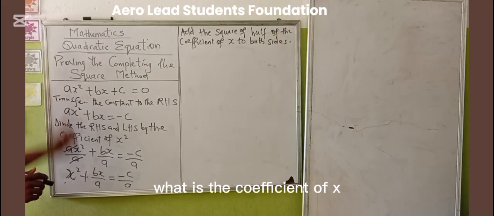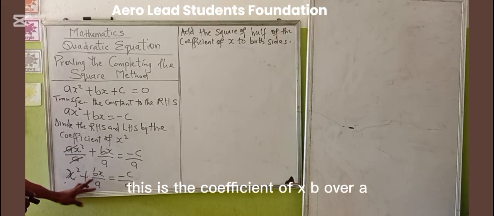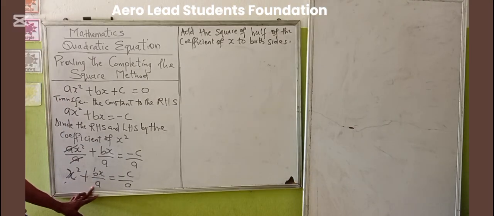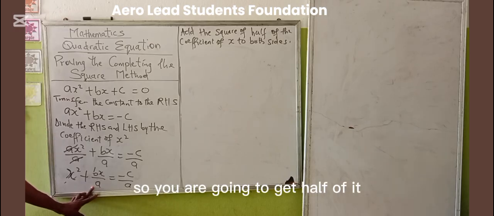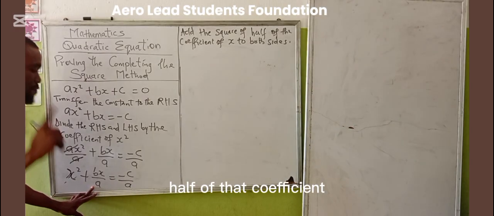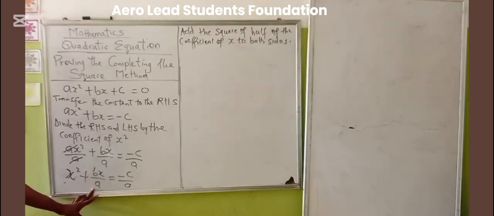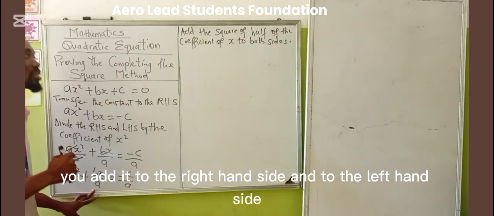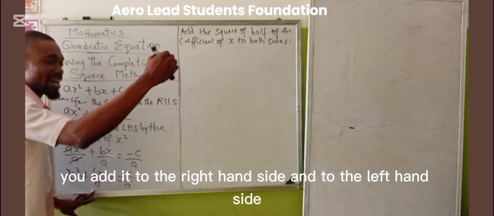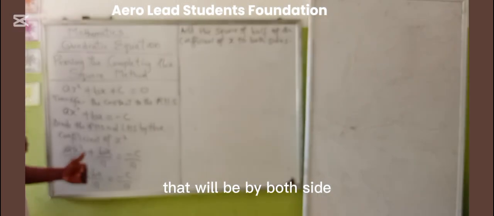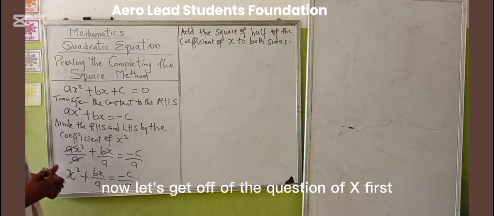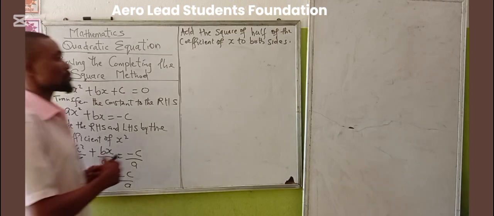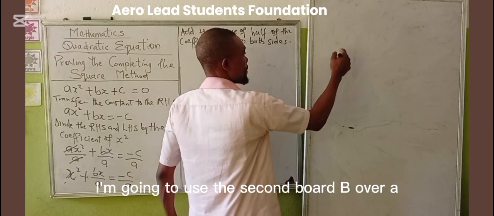Now, first, what is the coefficient of x? This is the coefficient of x, b over a. So you are going to get half of it, half of that coefficient. Now, after you get half of it, you square it. Now, after you square it, you add it to the right hand side and to the left hand side. That will be by both sides. Now, let's get half of the coefficient of x first. I'm going to use the second board.